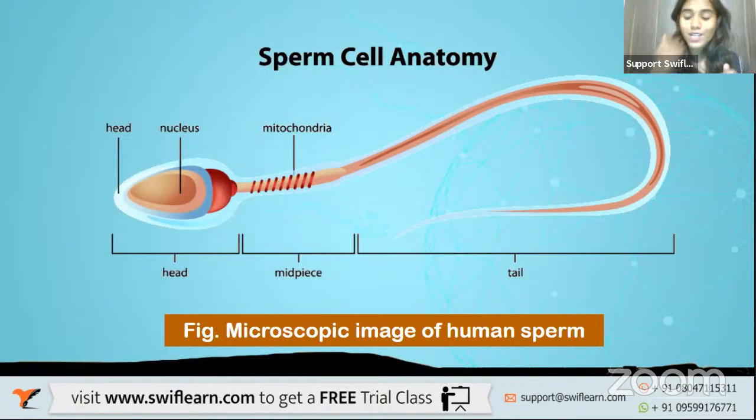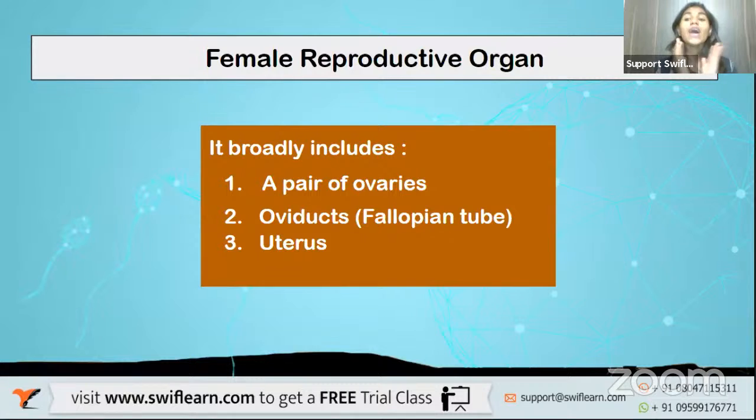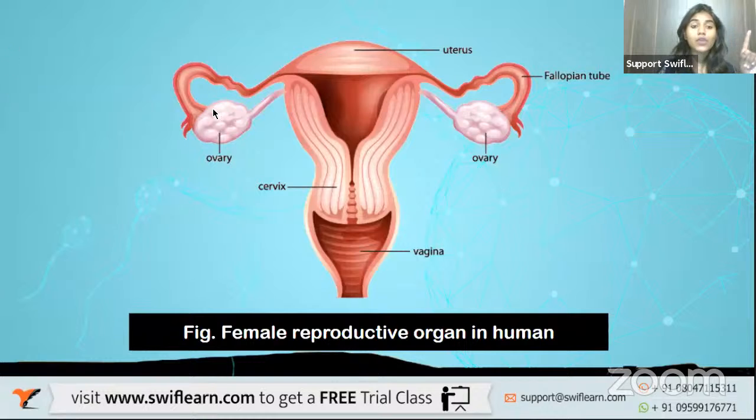So now going ahead, coming to the female reproductive organ. Now the female reproductive organ again has three parts. You have ovaries. Here you can see, right? You have two ovaries, that is, one pair of ovaries is present in the female. Here you have one ovary, and here also there is an ovary. Now the next part is the oviduct or the fallopian tube.